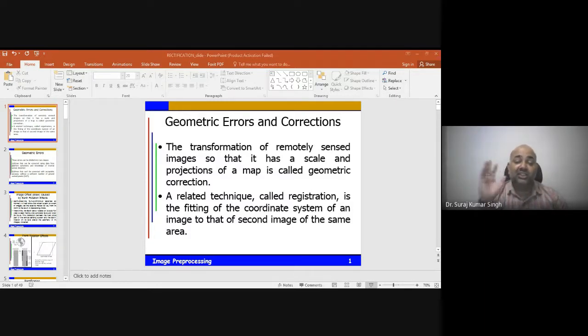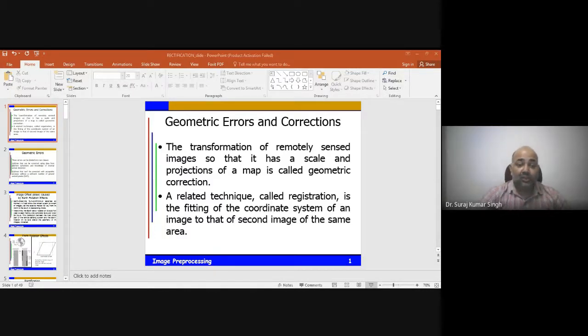Accurate GCPs are essential for accurate rectification. If you don't have very good ground control points, whatever output comes, whether it is error free or has errors, that is a waste. It's of no use. So always try to keep the errors of your ground control points less than half of a pixel, that is 0.5 of the total RMS error. It should not be more than that. We'll go into detail on what is meant by half a pixel of error and what you mean by 0.5.